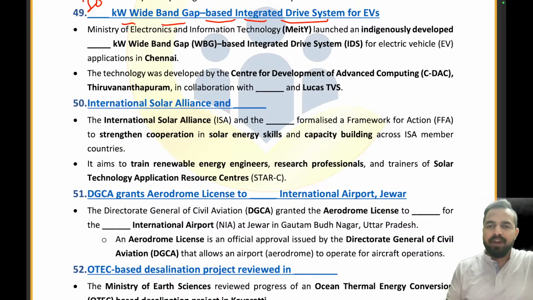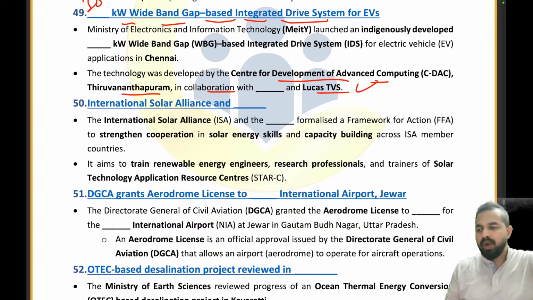Now the Center for Development of Advanced Computing Thiruvananthapuram in collaboration with the Dash and Lucas TVS. So what is the name of this particular entity? What is the name of that entity? Please tell me here in the chat box. It is IIT Madras. Absolutely right. IIT Madras is the right answer.